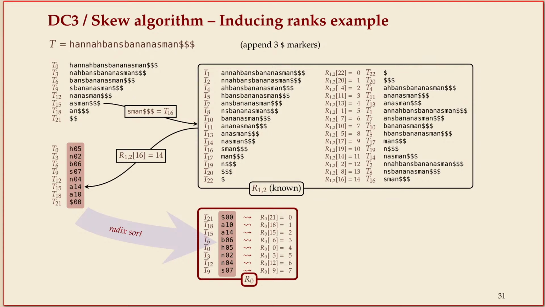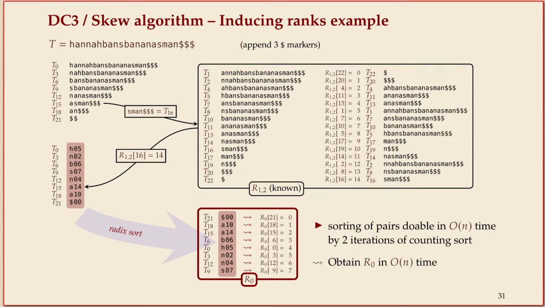And that's the result of this step. That's R0. It's the ranks of everything that starts at multiples of 3. And overall we take linear time for this, just because constructing that list takes linear time by just accessing the rank array that we got from the recursion. And the 2 rounds of counting sort take linear time. So it's overall linear time so far.